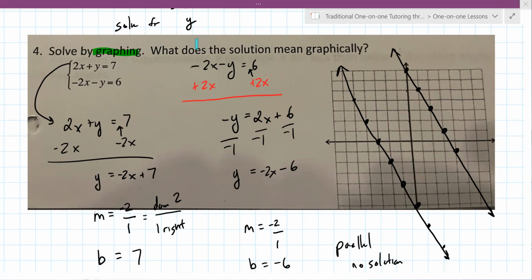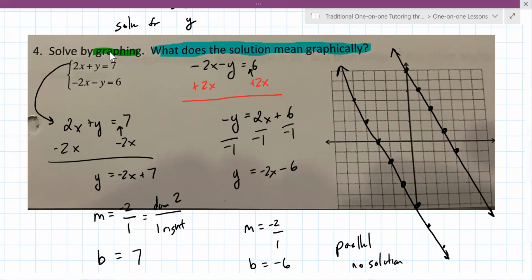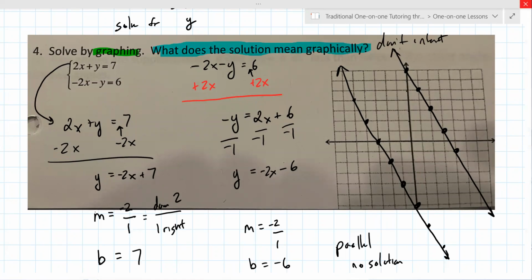I think what your teacher's trying to do is ask you some questions like this, where you have to answer it. It means that they never intersect. And you don't need a lot of words. You just need to say does not intersect, does not cross. Like less is more.